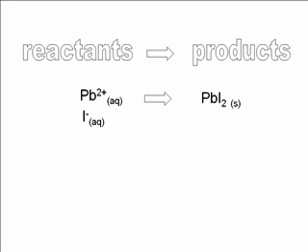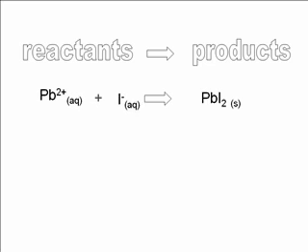All we've got left to do now is to write a balanced equation. And we do that by placing a 2 in front of the iodide. And now we'll see that the only reaction that took place is the positive 2 lead ions and 2 iodide ions, for every 1 lead ion, have combined to form the ionic crystal lead iodide.